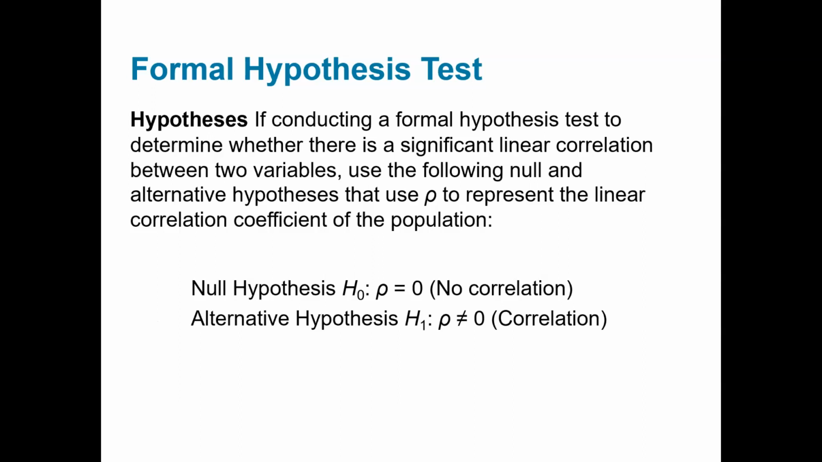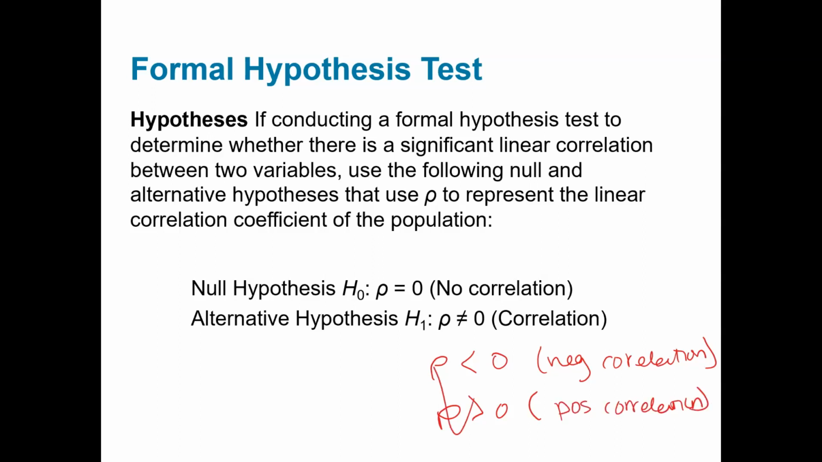Now, it is possible that we would have rho less than 0. What that's saying is that we want to know specifically if there's a negative correlation, right? If that r value is negative. Or if rho is greater than 0, it would be a positive correlation. But in general, we're just really trying to see, hey, are they correlated or not? And that's why we use not equal to.